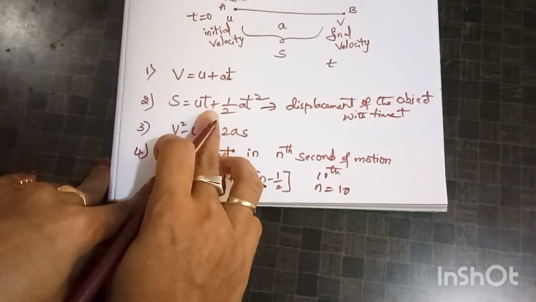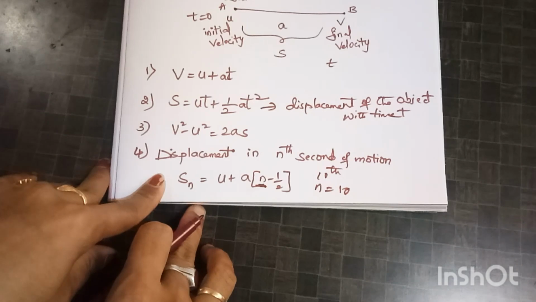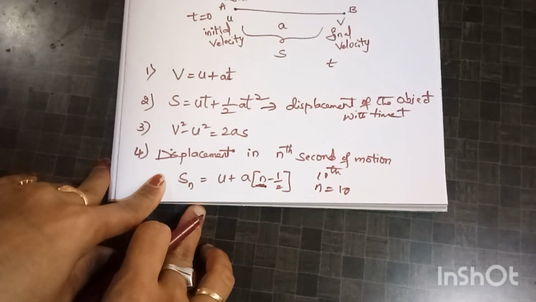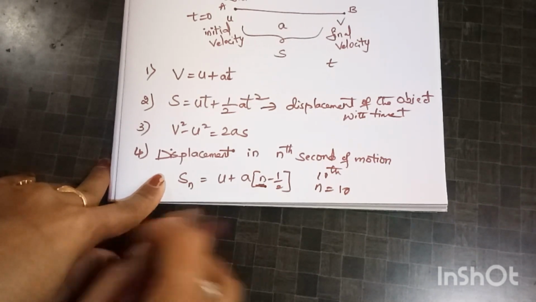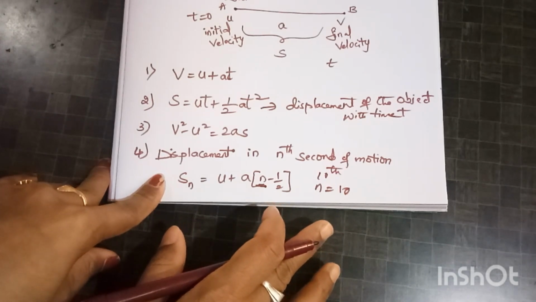So these are the four equations which are very important to solve the problems in this whole chapter, that is motion in a straight line.